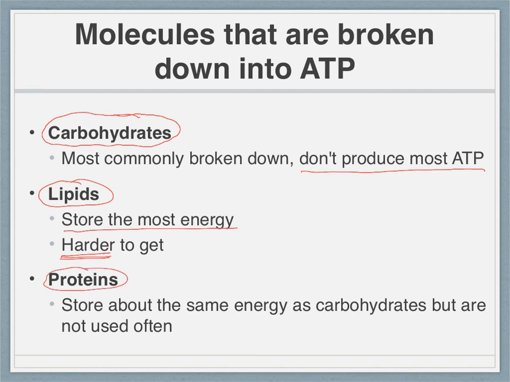Proteins have about the same amount of energy as carbohydrates, but they're not used as often. Proteins have so many different roles in the cell that they're not going to be broken down for food. They're going to be broken down into amino acids to produce the other proteins, enzymes that would be necessary for the cell to function properly.